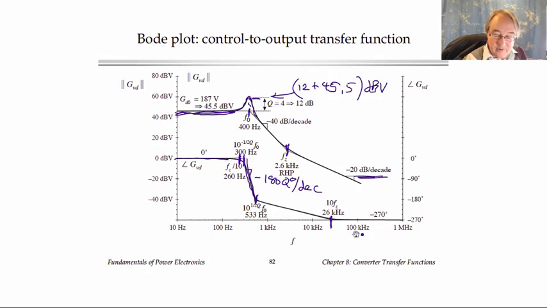So here are the composite phase asymptotes, and at high frequency we finally end up above 26 kilohertz with a constant phase asymptote of minus 270 degrees.